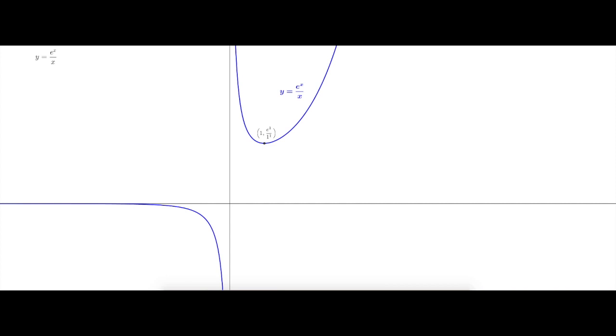Let's differentiate. We can use the quotient rule, or we can use the product rule. Let's turn it into x to the minus 1 times e to the x and use the product rule.